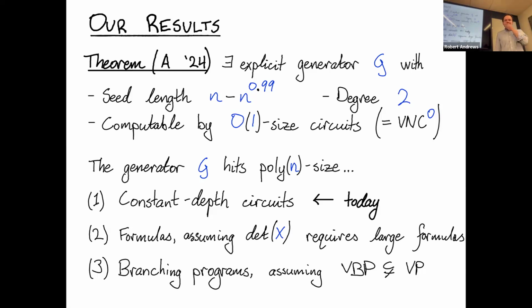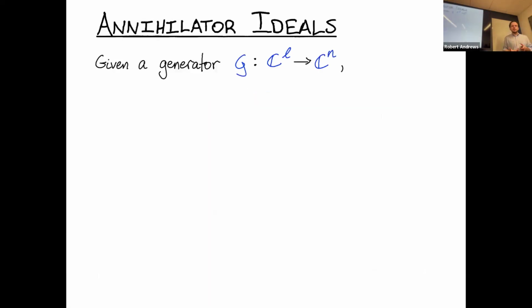Okay, so I want to talk a little bit about how you would, say you have a generator, someone comes up to you on the street and says, hey, here's a generator, I think it works. How would you try to prove or disprove this? Well, it turns out the right thing to look at is the set of polynomials that break the generator. We can give this thing a name. I'm going to define an object called the annihilator ideal of a generator.